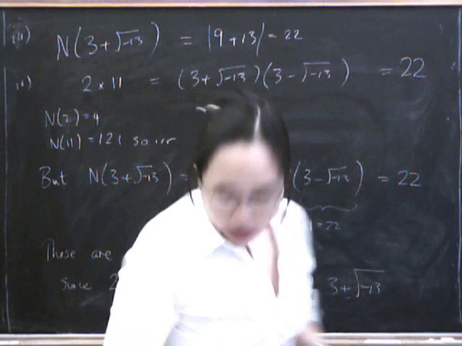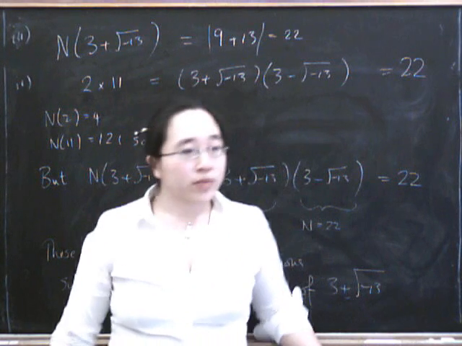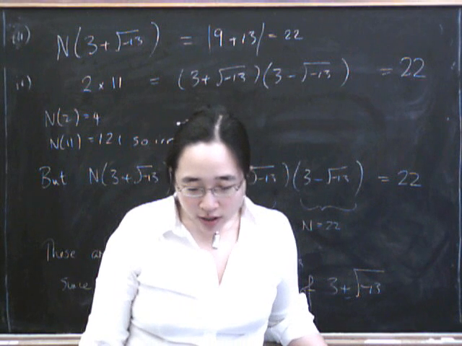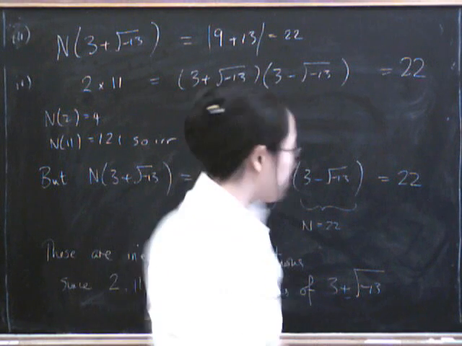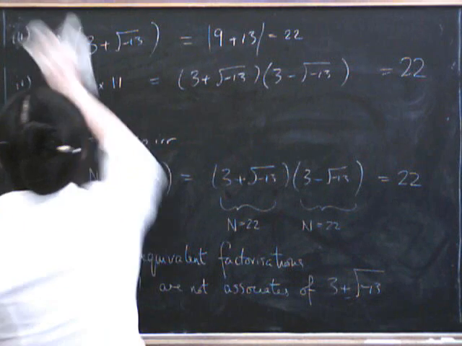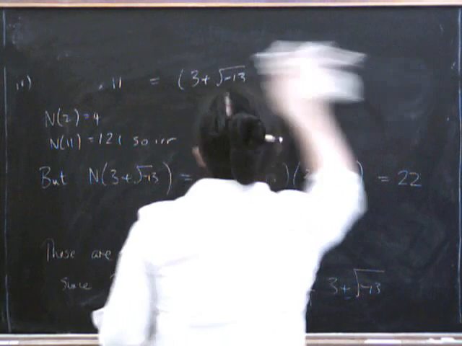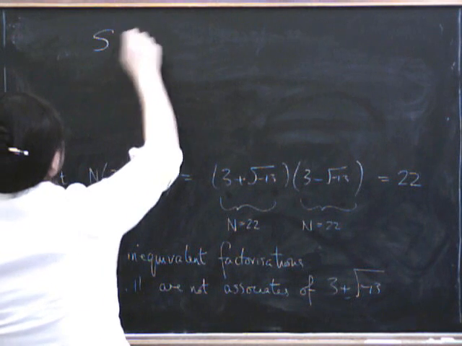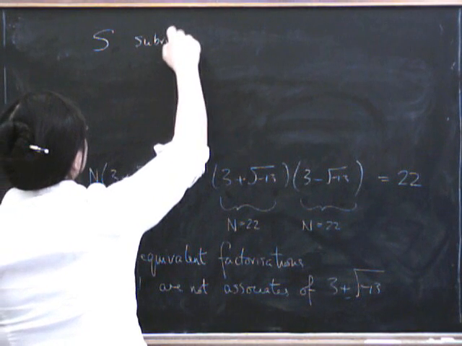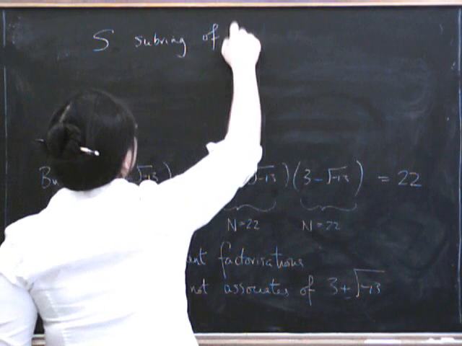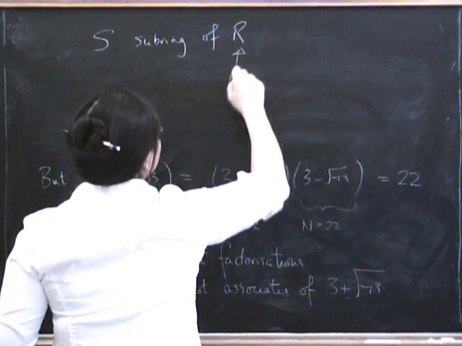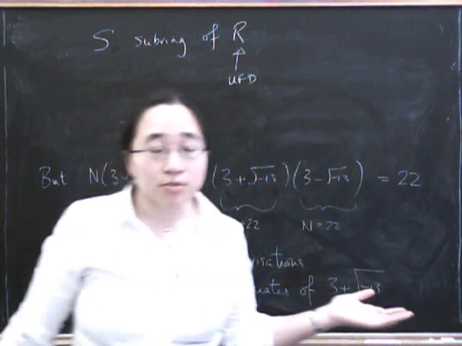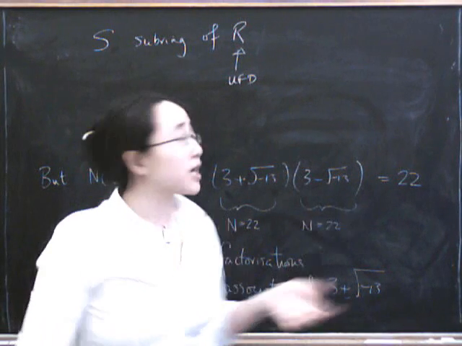Now, question 3 asked you whether it's possible for S to be a subring of a unique factorization domain but not be a unique factorization domain. So if we have S a subring of R, if R is a unique factorization domain, well look, this example has already given us an example that shows that this doesn't have to be true.